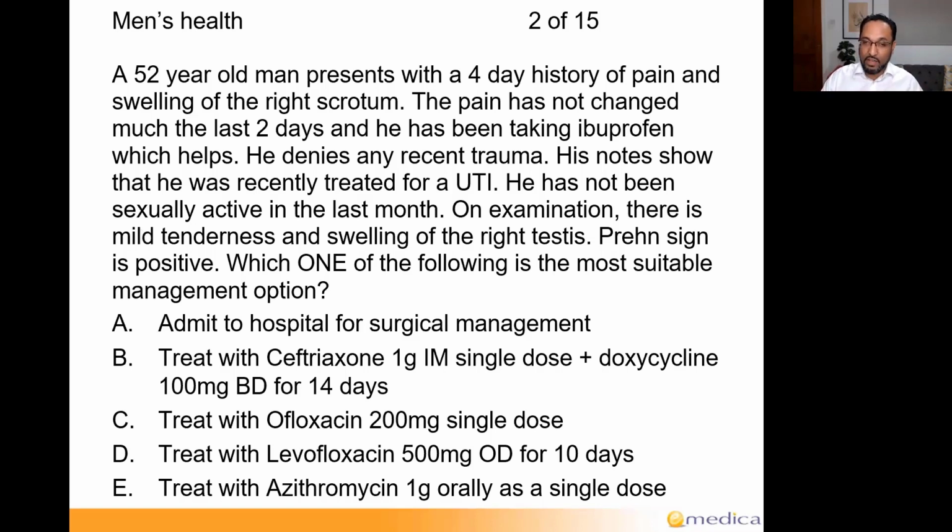So this is one of the things that is going to help us take our differential of could it be torsion, could it be epididymitis, and say, okay, much more likely to be epididymitis, but also in this age group, no history of trauma, also much more likely to be epididymitis. Okay, everyone see that? Okay, now it becomes more difficult.